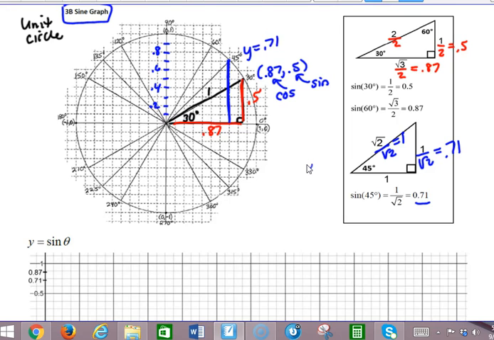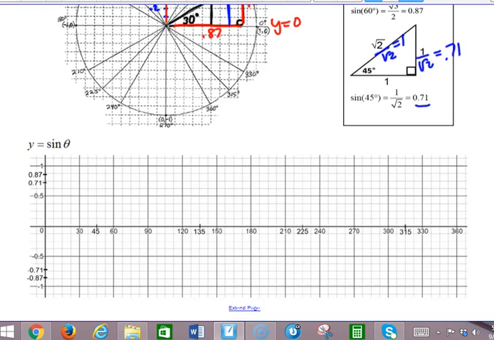And then if I go farther to 60 degrees, now 60 degrees is 0.87. If we go up 1, 2, 3, 4, 5, 6, 7, 8, almost to 0.9, this has a y value equal to 0.87. And then when we go straight up right here, this has a y value equal to 1. So we start out with y equals 0, then y equals 0.5, 0.71, 0.87, and 1. Those are the sine values for the angles in quadrant 1.